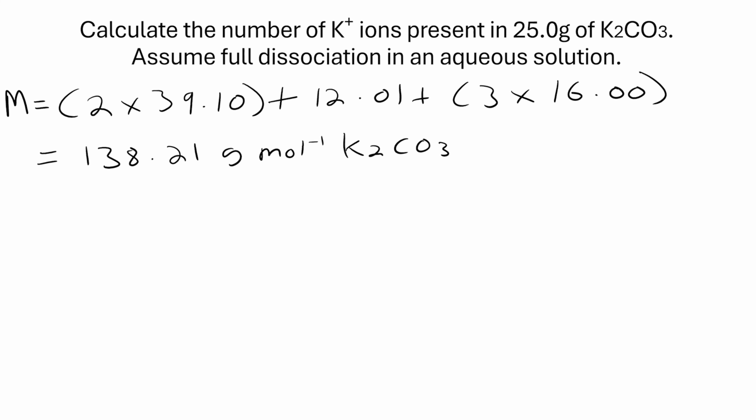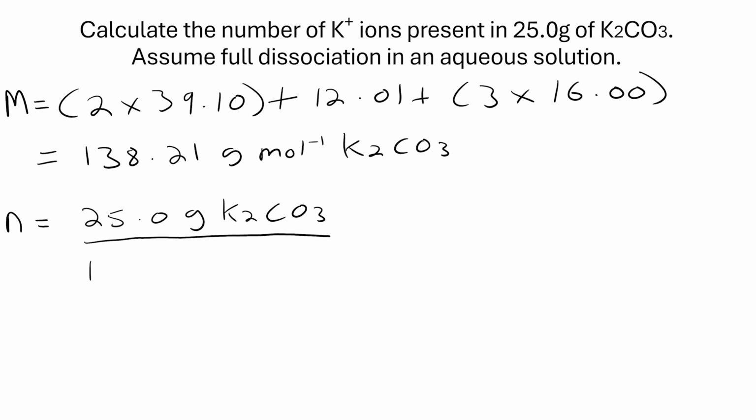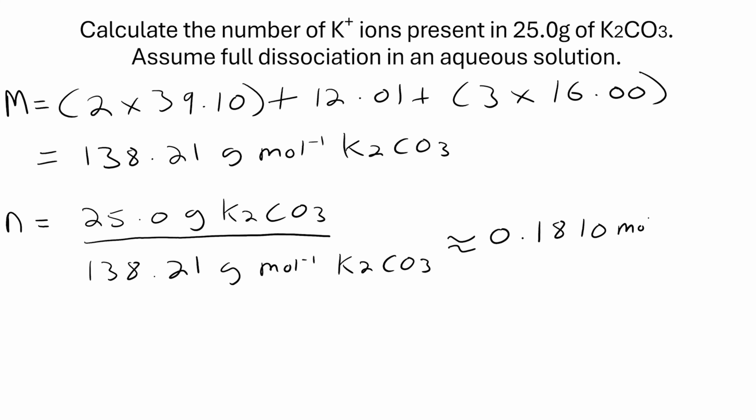Okay, next we need to work out the amount in moles of potassium carbonate present in the solution. So lowercase n to represent the amount in moles is equal to the given mass of the sample, which is 25.0 grams of potassium carbonate, and we divide that by the molar mass of potassium carbonate, 138.21 grams per mole of potassium carbonate, and we get an answer to 4 significant figures of 0.1810 moles of potassium carbonate.